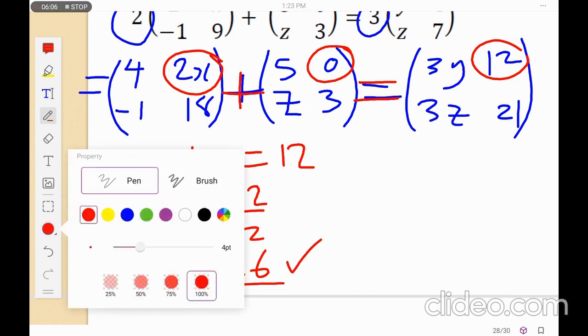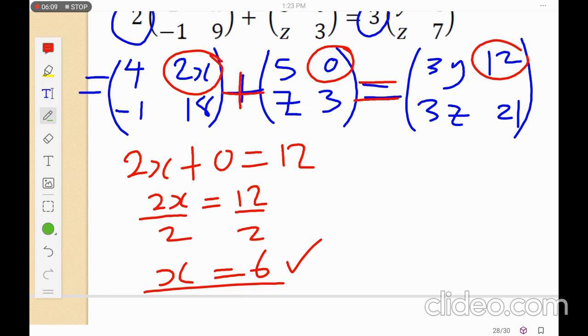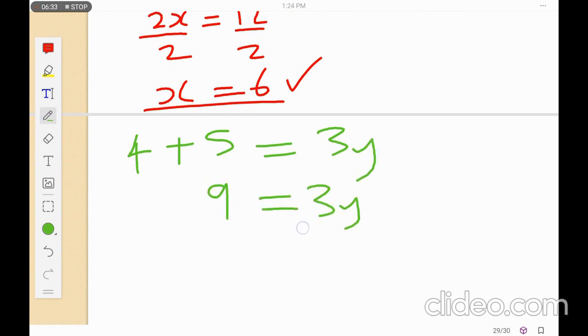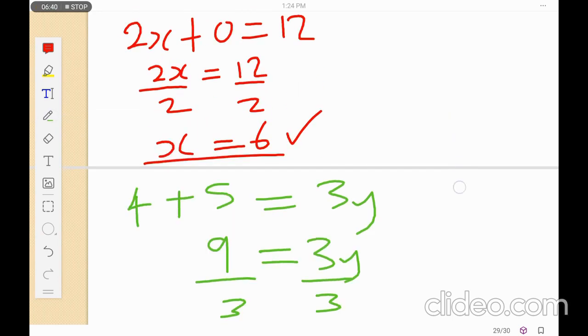Let's move on to the next one, which is y. Our y, where is our y? Oh, it's here. I'm going to take corresponding elements that are on the same position. This one also, not forgetting the equal sign there, plus sign, then 4 here. So I have 4 plus 5 is equal to 3y. 4 plus 5, that's a 9, is equal to 3y. Dividing by 3, my y is equal to 3. Okay, like that. Let's do the last one.